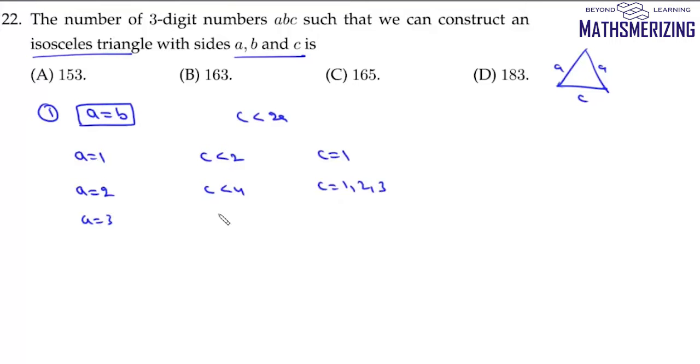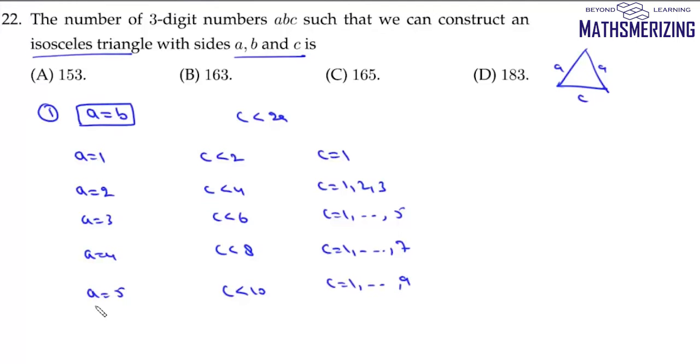For A equals 3, we'll get C less than 6. So C takes the values from 1 to 5. A equals 4, C less than 8. So here C takes the values from 1 to 7. A equals 5, C is less than 10. C takes the values from 1 to 9. And from A equals 5 to A equals 9, for all these cases, we'll have C from 1 to 9.